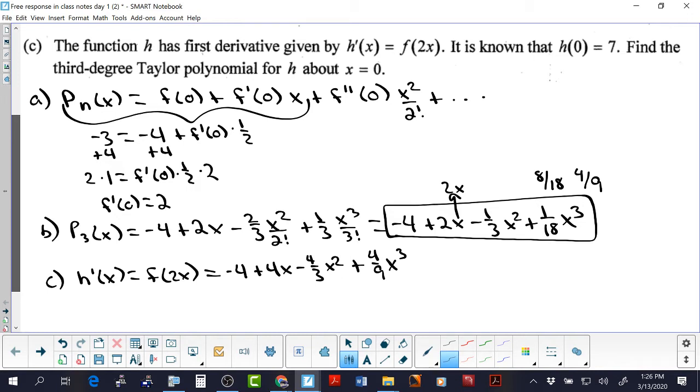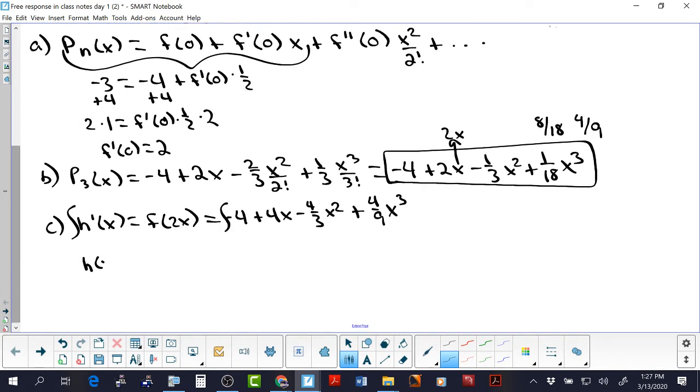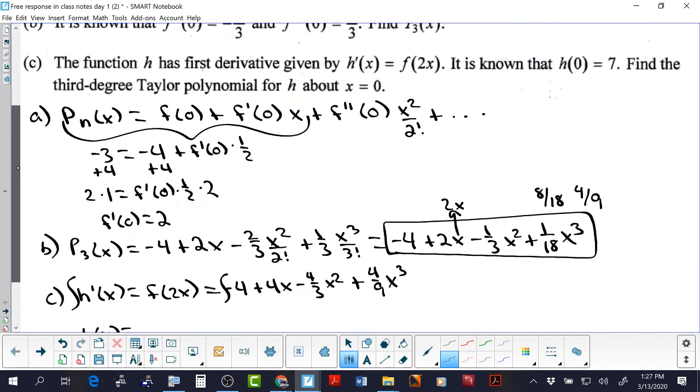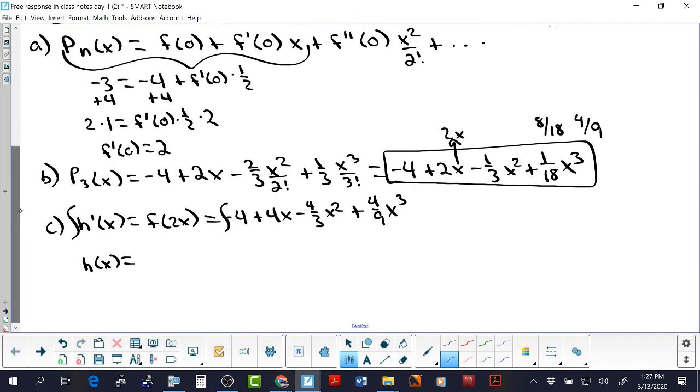Now they want to know what h is. So we're going to integrate this. So now h of x is equal to, now I think they only want the third degree right there. So we have c minus 4x. I'm taking the antiderivative of this. And then, let's see, what would that be? That's the 4x, and then plus 2x squared, and then minus 4/9 x to the third. So that's the third degree polynomial there.